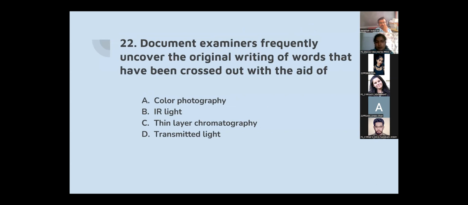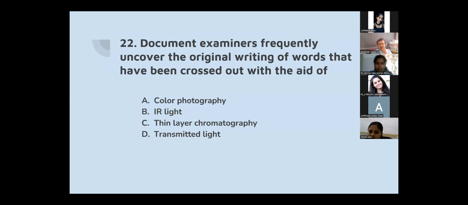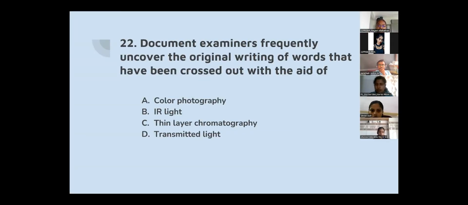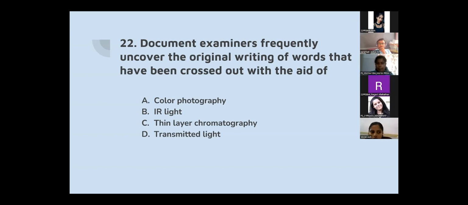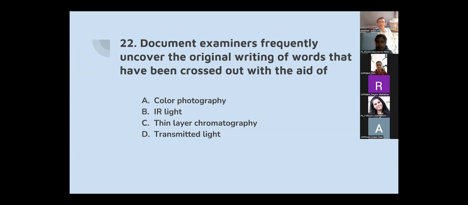Document examiners frequently uncover the original writing of words that have been crossed out with the aid of option A, color photography, option B, IR light, option C, thin layer chromatography, and option D, transmitted light. Raghavi, you can switch on your video and answer. Yeah, IR light. Ria, you can also switch on your video and answer. I also think it's IR light. The answer is IR light.